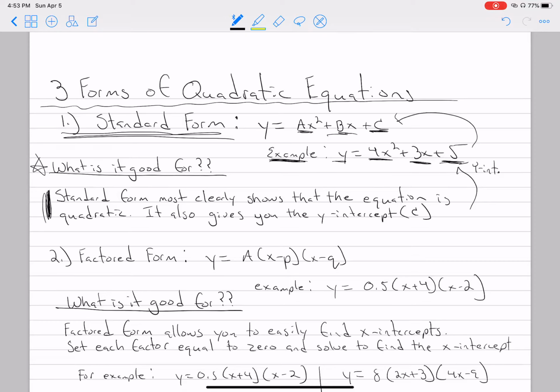Standard form most clearly shows that the equation is quadratic, and I can clearly see that because I see this nice x squared right in the beginning. And it also gives me the y-intercept, this c term, right? 5 is the y-intercept of this parabola. C, whatever's last here, is going to be your y-intercept.